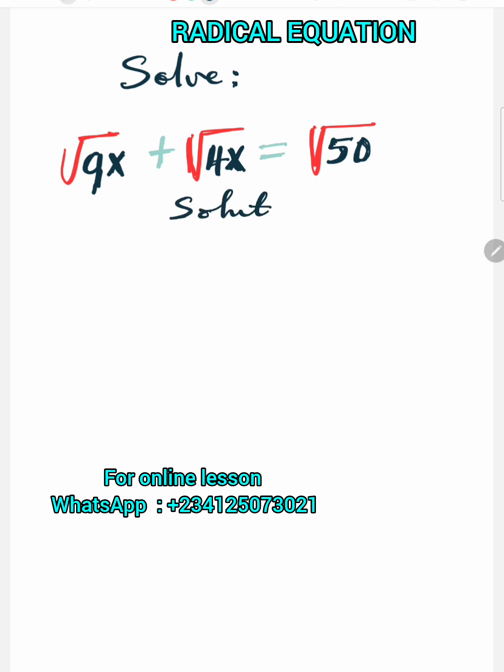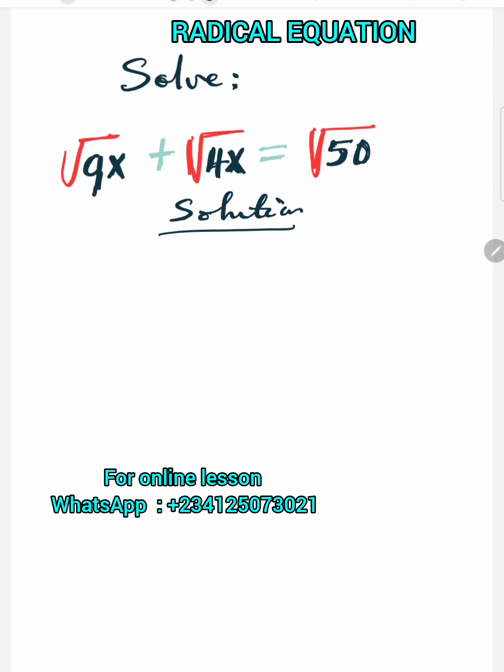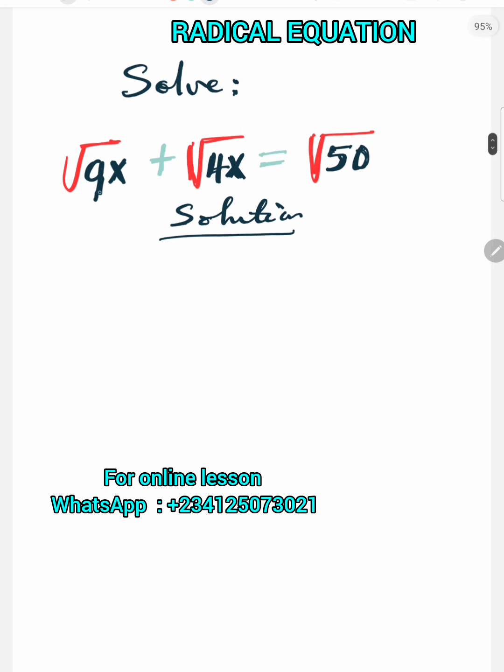Solution. We're going to be applying the laws of a surd. So we have the square root of 9x plus the square root of 4x. The same thing can become the root of 9 multiplying the square root of x. So we distribute it, then plus the square root of 4 multiplying the square root of x equal to the square root of 50. So let us go.